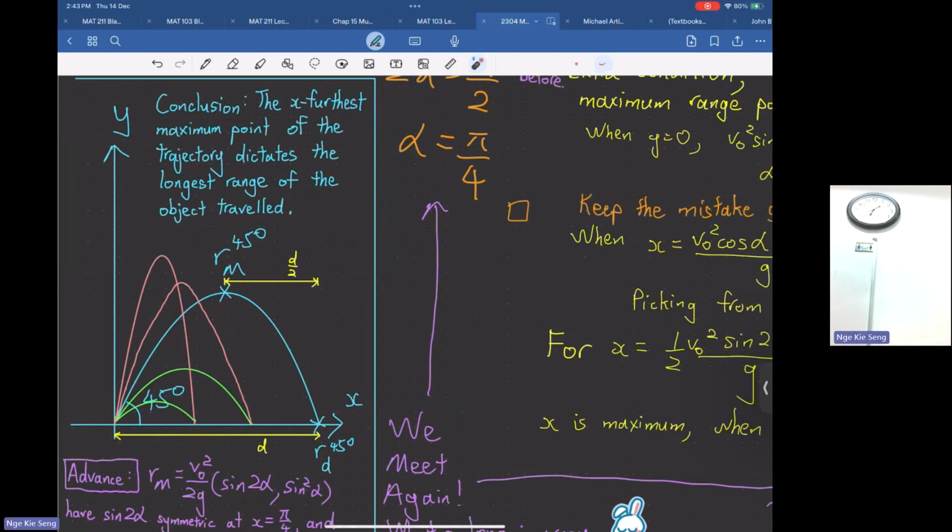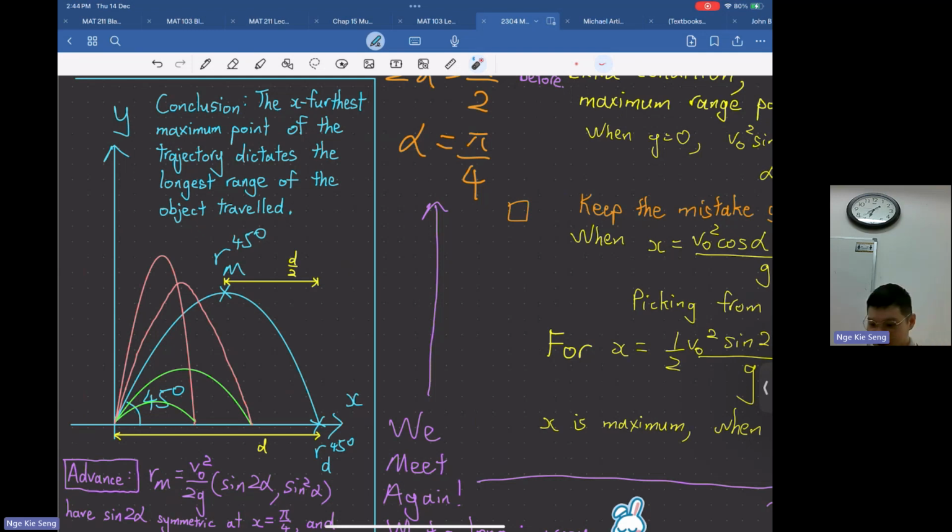So 45 degrees is the furthest. If you pick any other angle, either less than 45 or greater than 45, you will have a symmetry. Okay, you have a symmetry here. So away from 45, this green here, the bottom green is symmetric. You have the same distance with the angle that you throw at.